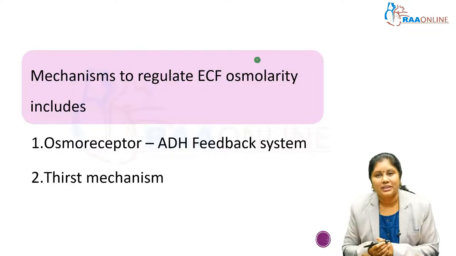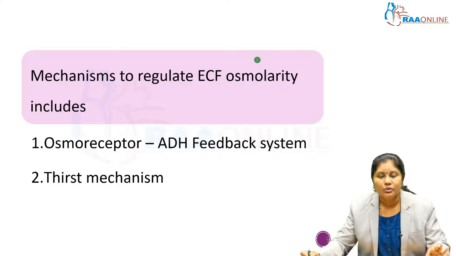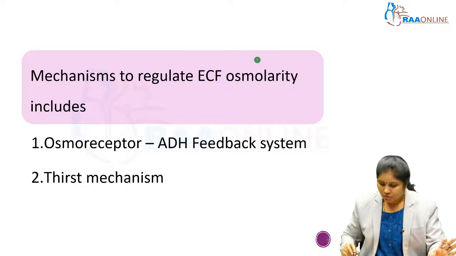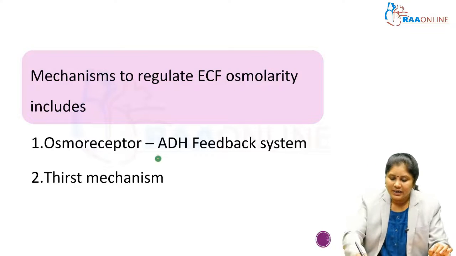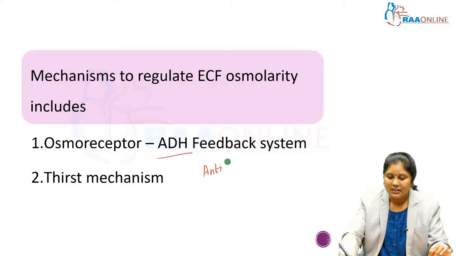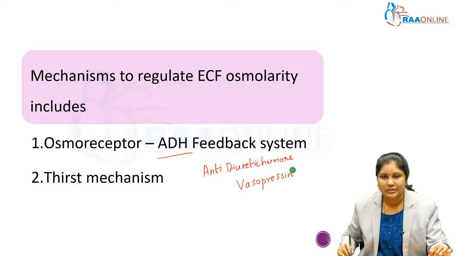So what are the mechanisms that regulate ECF osmolarity? These mechanisms predominantly regulate the sodium levels in the blood and thus regulate the ECF osmolarity. There are two important mechanisms. One is the osmoreceptor ADH feedback system. The other is the thirst mechanism. Now, what is this osmoreceptor ADH feedback mechanism? What is ADH? ADH is the antidiuretic hormone, also called vasopressin. We have seen about this in detail in the previous lectures.